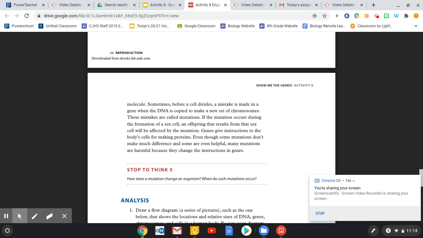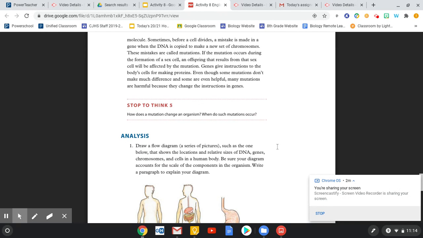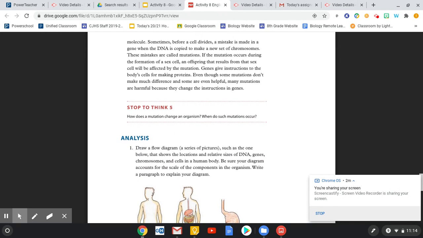Genes give the instructions to the body cell for making proteins. Even though some mutations don't make much of a difference and some are even helpful, many mutations are harmful because they change the instructions. Okay, so that's the important part. A change is called a mutation. They could be good, they could be bad, they might not do much of anything at all. Okay, and we'll talk more about mutations coming up. But that's any change in the DNA, any accidental random change.